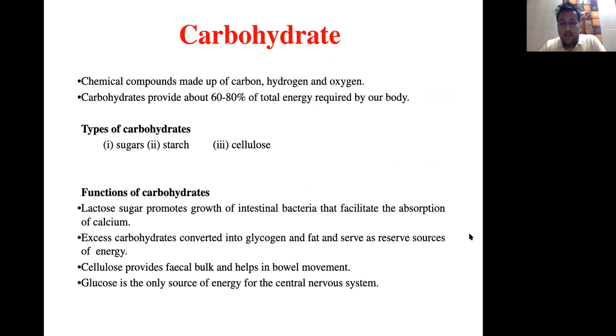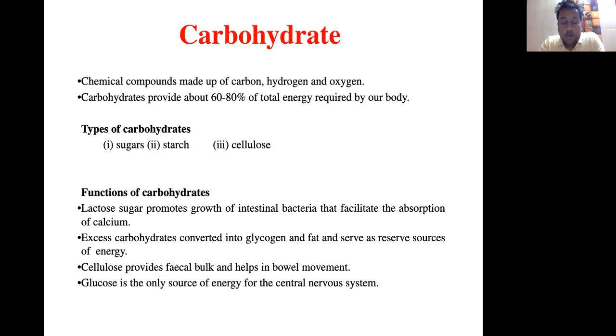Our first macronutrient, which I'm going to discuss, is the carbohydrate. Basically, what is carbohydrate? Carbohydrate can be simply defined as any compound which is made up of carbon, hydrogen, and oxygen, and it acts as an important source, or we can say the most essential source, which provides energy required by our body. So these can be simply classified into either sugar, starch, or cellulose. The sugar is the main source because it is used by the body directly without much complex process, while starch is utilized by the body, but it requires a much more complex process to digest it and use it as energy.